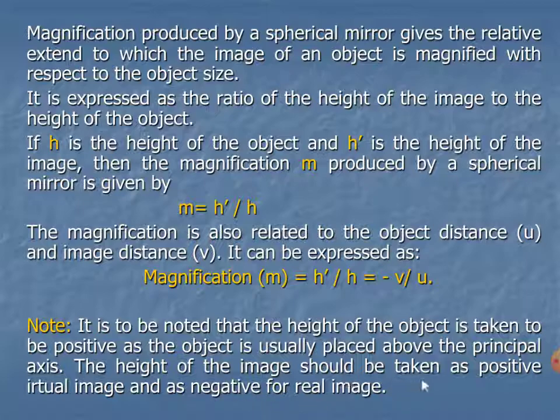The height of the image should be taken as positive for virtual images, and as negative for real images. Virtual image means erect. Real means what? It will be inverted, that means below the principal axis, and so it will have to be taken as negative. And actually there are some signs to be noted. You may note them down. Let me do it here, taking this as blank space.